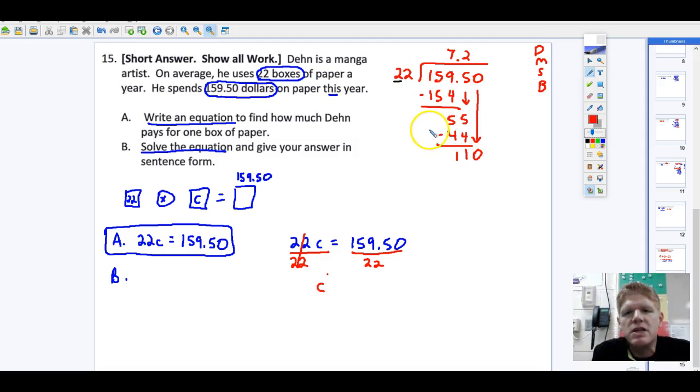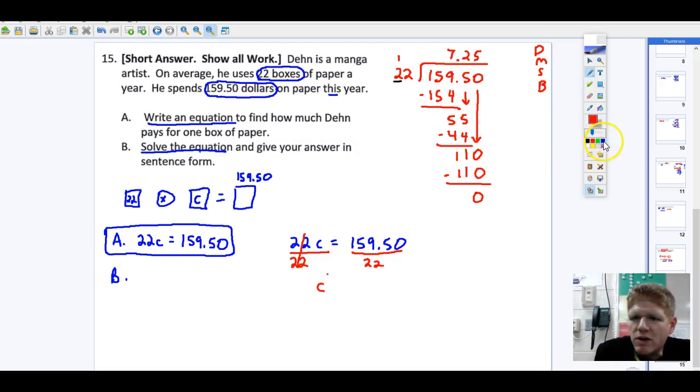22 goes into 110 about how many times? Let's try maybe 5 times, since 20 goes into 110 around 5 times. 5 times 2 is 10, carry the 1. 5 times 2 is 10 again, carry the 1, and we get 11. Look at that, no remainder. $7.25, it looks like, is what one box of paper is going to cost.